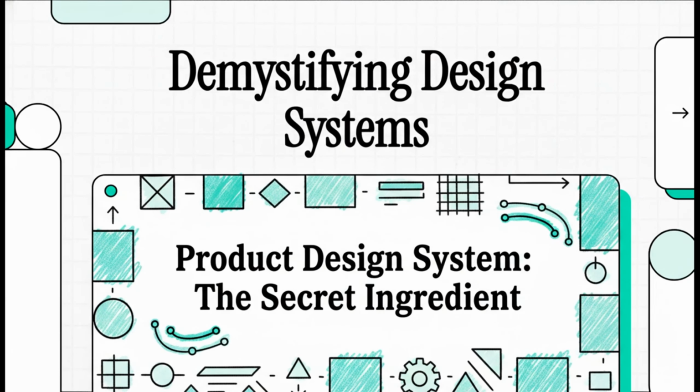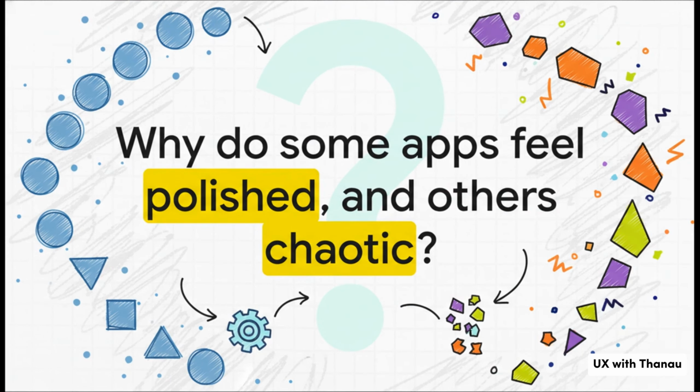All right, let's get right into it. Today, we're talking about one of the most important concepts in modern product design, the design system. It's kind of that secret sauce that makes some products feel amazing and others just, well, a bit of a mess. I mean, think about it for a second.